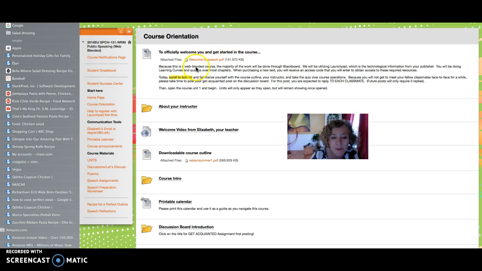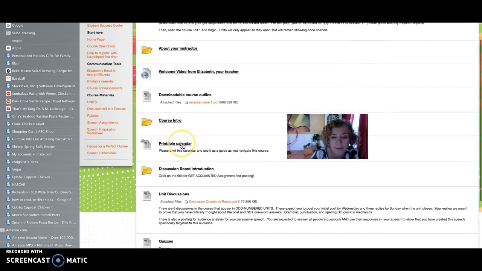And it's important that you really abide by this printable calendar. In fact, I might print it out if I were you and just have it to the side of your computer so that you know what's due. I will try not to deviate from that. And so I feel like it's a good guide.